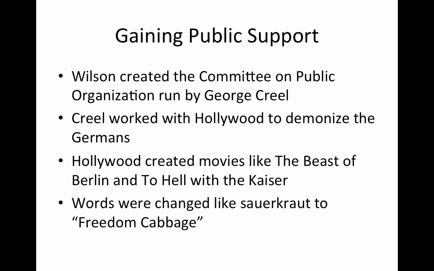However, Wilson did have a way in which he was going to gain public support, and the way he did it was through propaganda, which was a tool at this time that was used in all the major countries. Wilson did this by creating something called the Committee on Public Organization, which was run by George Creel.